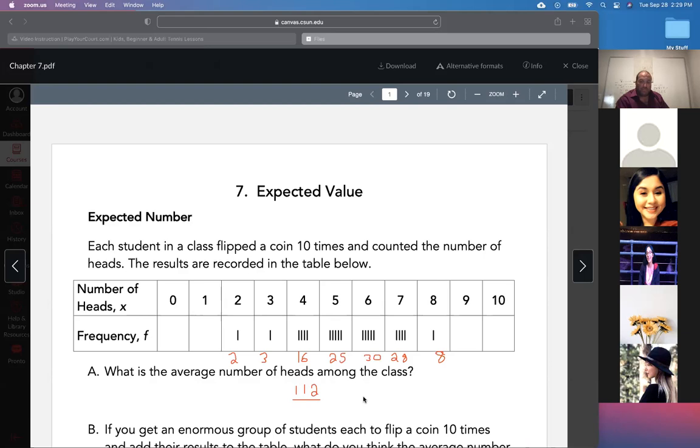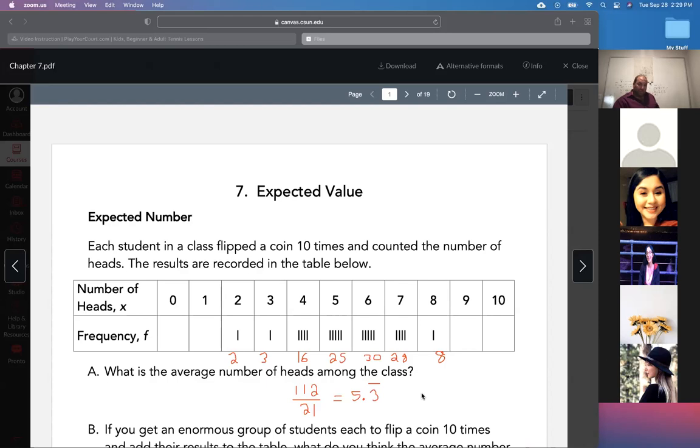And how many people are there flipping? 21. There's 1, 2, 3, 4, 5, 6, 7, 8, 9, 10, 11, 12, 13, 14, 15, 16, 17, 18, 19, 20, 21. So when I do 112 divided by 21, I get 5.3 repeating. 5.3 bar is the number of heads per flip on average.